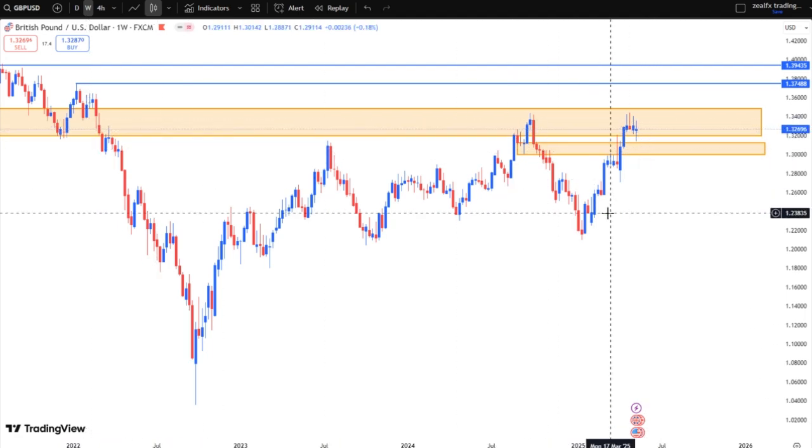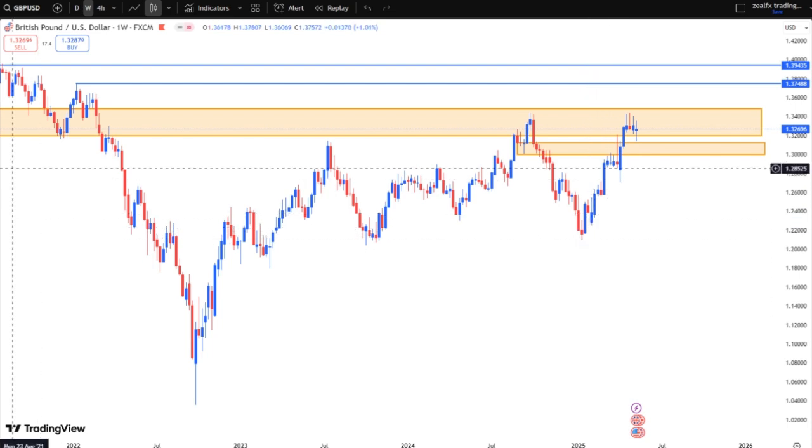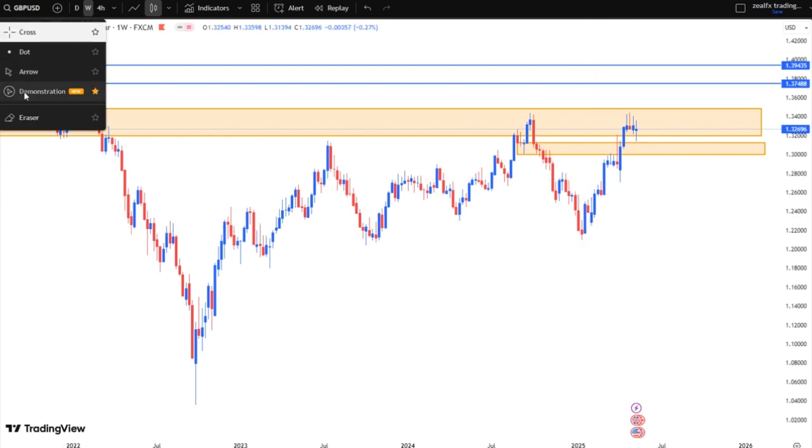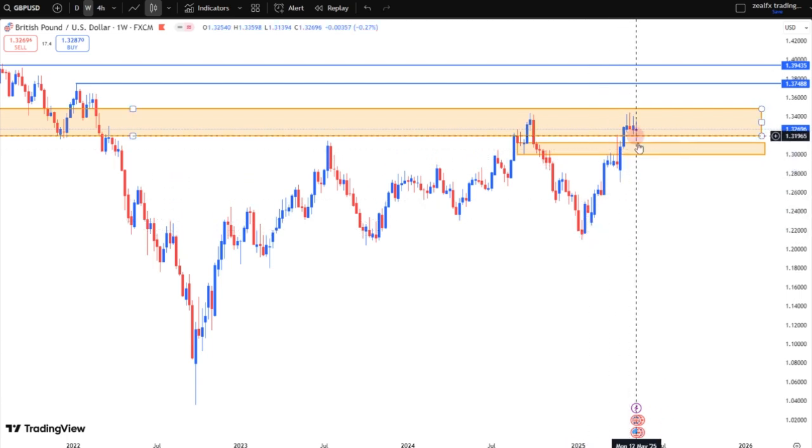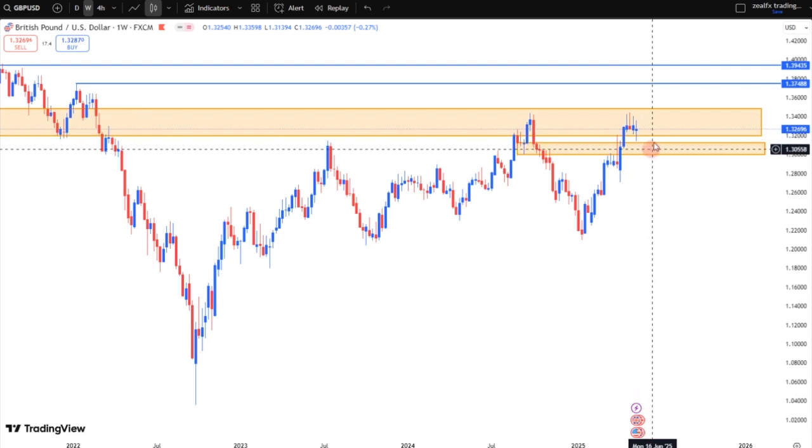Just that we have an uptrend inner structure for the GBPUSD. We have this lower low, higher low, higher low, higher low. So long as we have this inner structure uptrend, we still expect the pound USD to retest this zone before we see further uptrend movement for the pound USD.